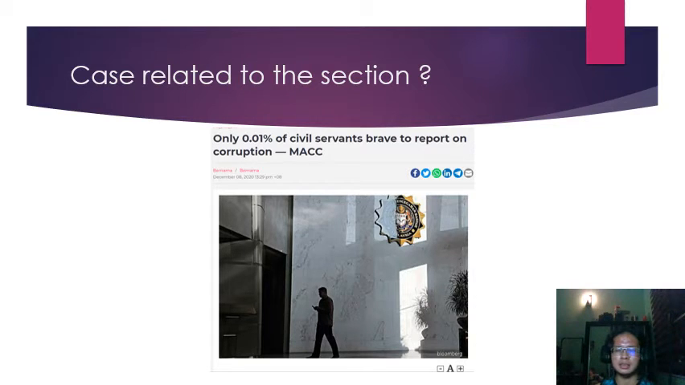In this case, I did some research and I got this article. It says that only 0.01% of civil servants are brave enough to report corruption to MACC. MACC is the Malaysian Anti-Corruption Commission that prevents corruption. So it said that only 0.01%. That is so little. Where is the 99.99% of civil servants? They did not follow the rule.